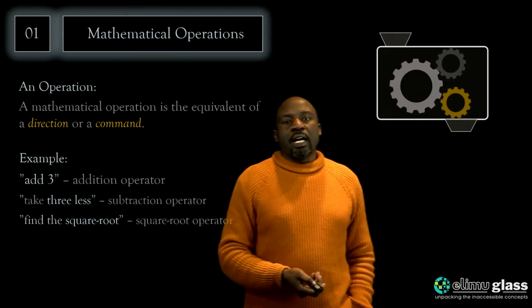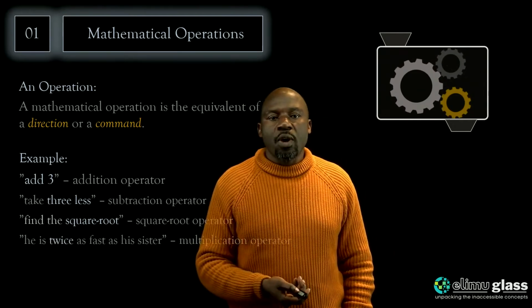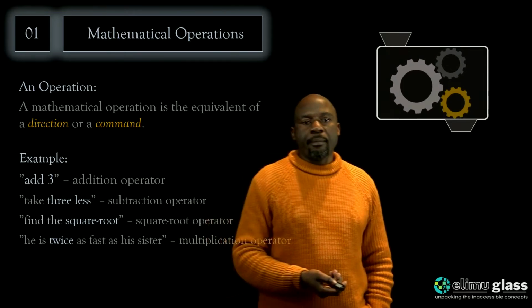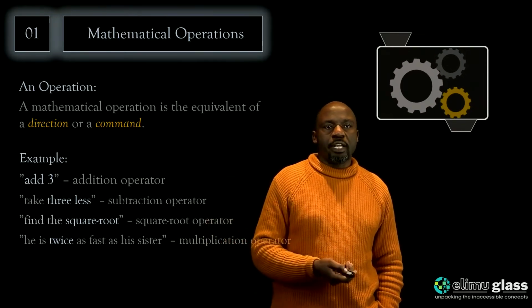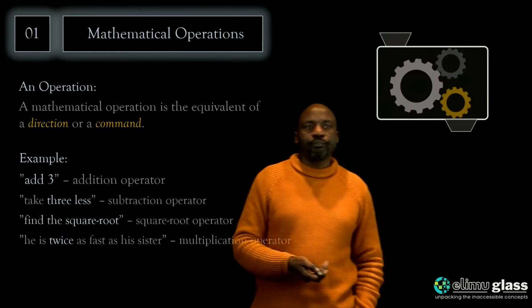I think I have a last one there, and that is: he is twice as fast as his sister. Twice there means multiply by 2. So that is a multiplication operator represented as such. Okay, all right.